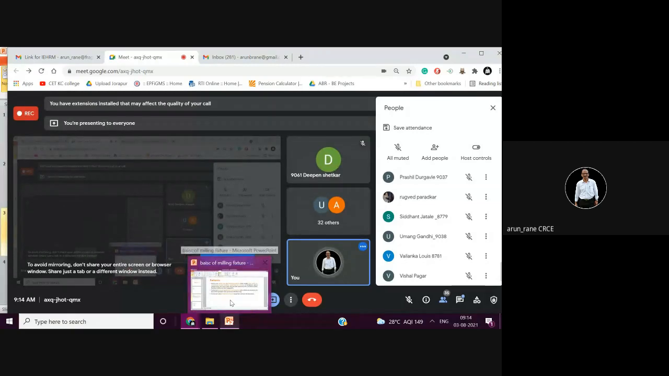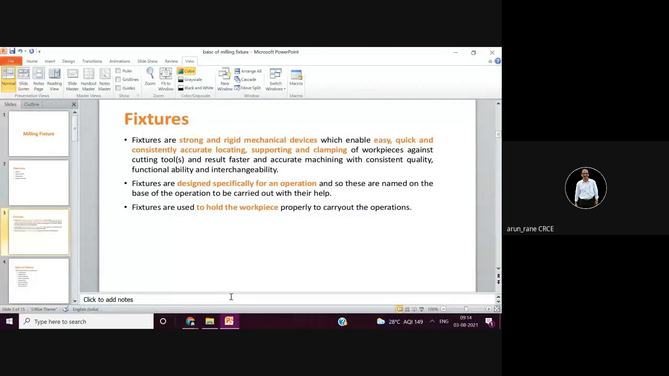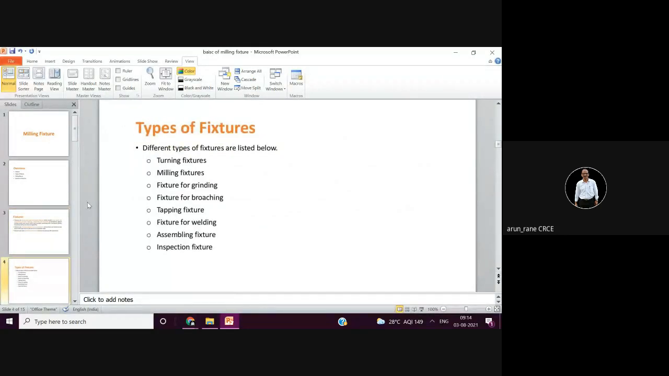So for that, again you need a fixture which is called the broaching fixture. These are the various fixtures which are named after the operation. Like you have turning fixtures used on the lathe, milling fixtures used on the milling machine. Then you have fixtures for grinding, generally for surface grinding. Then you have broaching fixtures. Tapping fixtures are not generally used, but a tapping fixture is used for tapping of a hole. Then you have welding fixtures. Then you have fixtures for assembly and fixtures for inspection also.